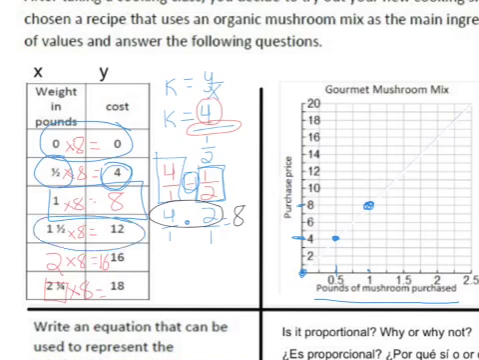1.5, 12 would be right here. 2, 16. And 2 1/4 is going to be in between 2 and 2.5 because 1/4 is half of 50 cents. And that's going to be 18. That's why we put that point there. And then we just connect all the points in a nice straight line. And we have a graph.